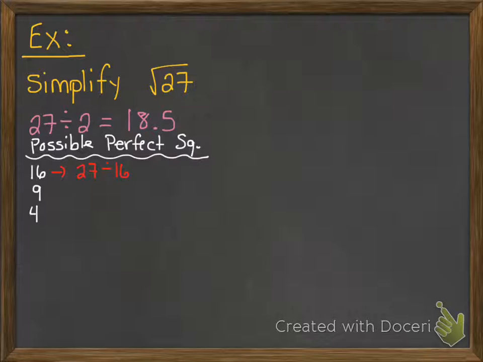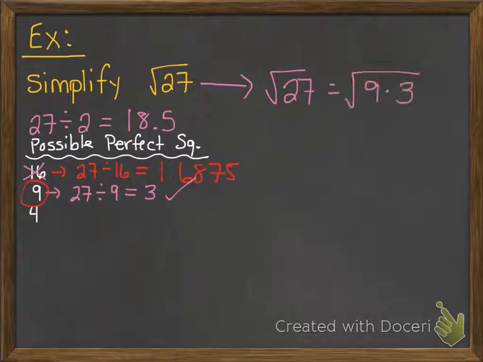Now my goal is to find a perfect square that evenly divides into 27. So it's going to be a number that divides into 27 and gives me a whole number. When I look at 27 divided by 16, I type that in my calculator, I get 1.6875. This is not a whole number, so I know I'm not going to use 16. So I'm going to look at 9. And here, 27 divided by 9 is a whole number, 3, so I know I'm going to use that. So I'm going to come up here, and I'm going to say 27 is 9 times 3.